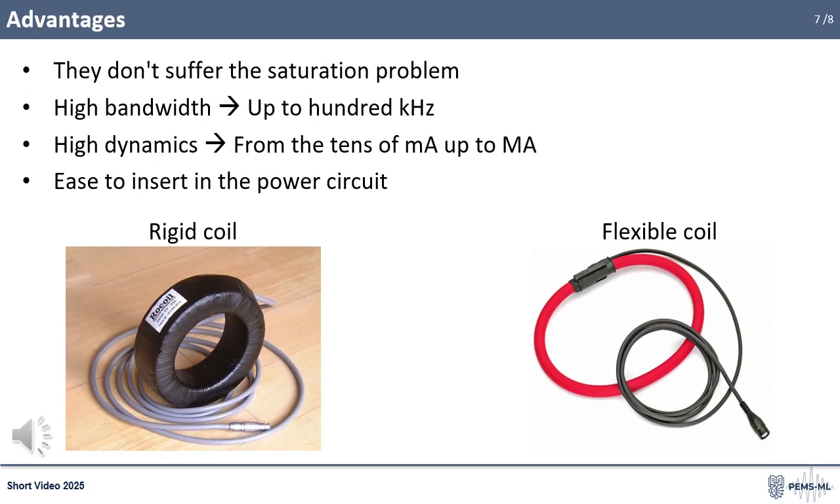Rogowski coils are lightweight, non-intrusive, and do not require direct electrical contact with the conductor. They also offer a wide measurement bandwidth and avoid core saturation, making them suitable for measuring high, rapidly changing currents. They are also manufactured in two typical coil designs: a rigid toroidal coil and a flexible loop version. Both types share the same underlying principle, but the flexible coil is easier to install around conductors of different sizes and in crowded environments.